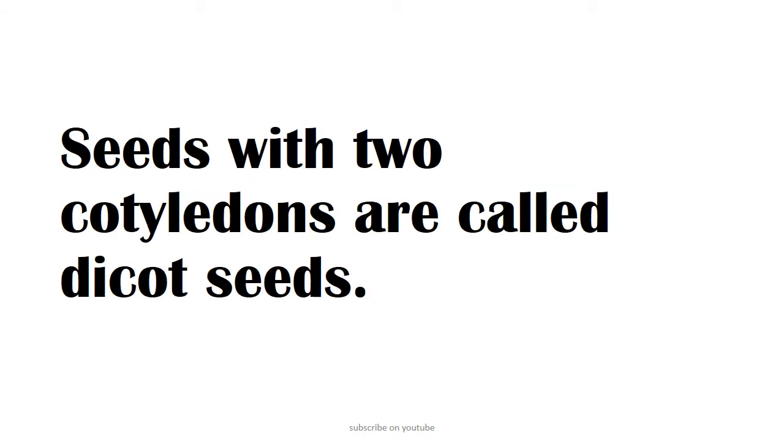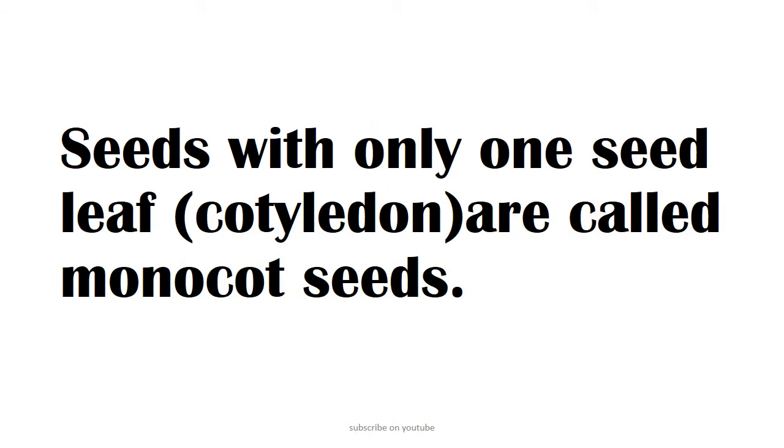Seeds with two cotyledons are called dicot seeds. That means dicot seeds are seeds that have two seed leaves. Seeds with only one seed leaf are called monocot seeds. Monocot seeds mean seeds with only one seed leaf.